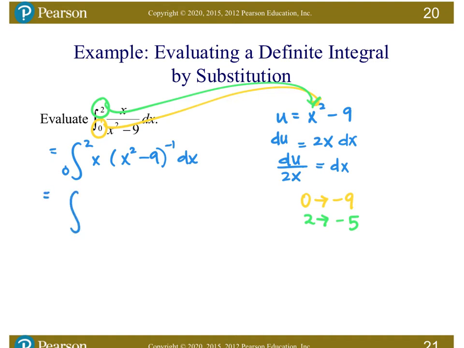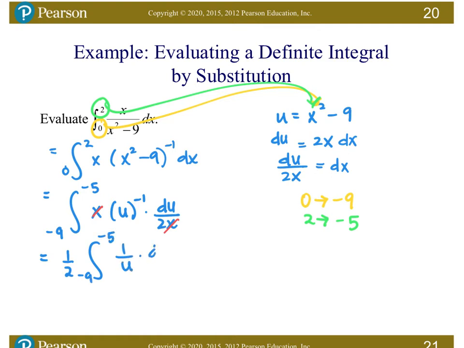All right, so my new bounds are now negative 9 on the bottom, negative 5 on the top, x times u to the negative 1 times du over 2x. So the x's will reduce. The 2 will be 1/2 out in the front. My bounds are negative 9 to negative 5, and I'm left with the fraction 1 over u times du.